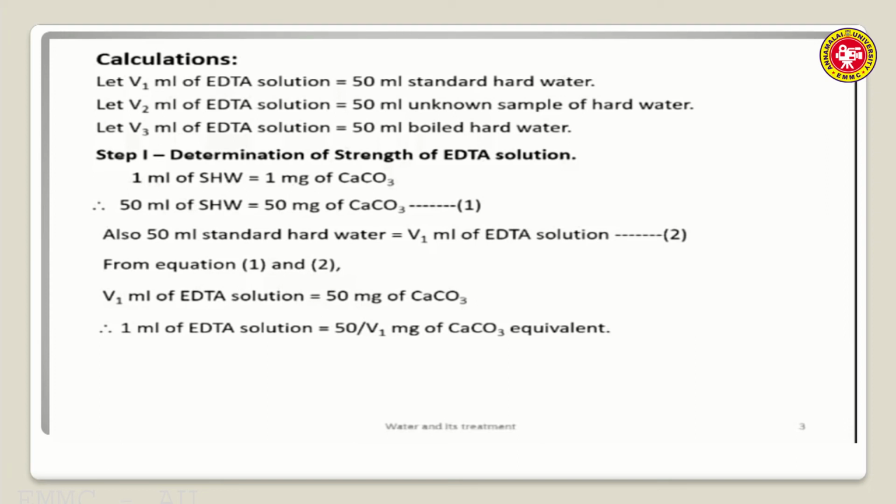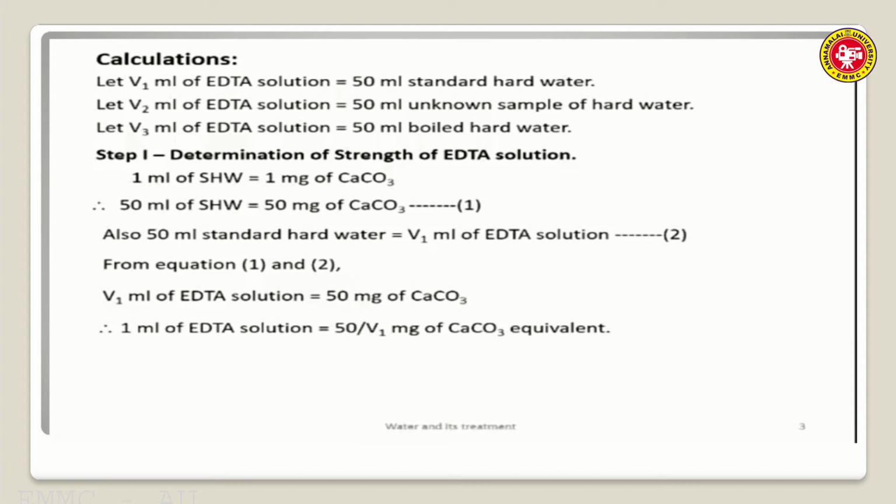We know the standard hard water: 1 ml of standard hard water contains 1 milligram of calcium carbonate. Therefore, 50 ml I have taken, isn't it? So, 50 ml of standard hard water will contain naturally 50 milligrams of calcium carbonate. Let this be equation 1. Also, 50 ml of that standard hard water when used in titration consumed V1 ml of EDTA solution. Let this be equation 2. So, from equations 1 and 2, we come to a conclusion that V1 ml of EDTA solution is equal to 50 milligrams of calcium carbonate.